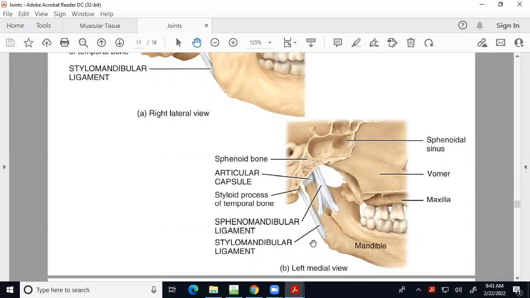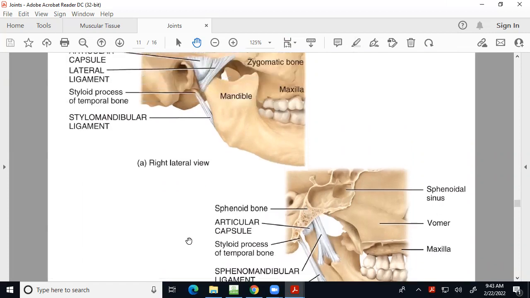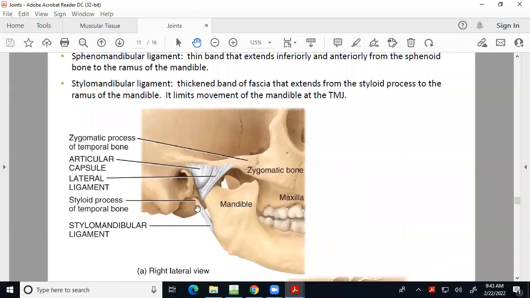We can also see down here at the bottom in this picture, and then back up in our lateral view, what we call the stylomandibular ligament. It's named the stylomandibular because it's attached to the styloid process of our temporal bone and then down over to the mandible, and it functions to limit movement of the mandible at the TMJ. Remember that styloid process we talked about, that little hook that comes off of the temporal bone just below your ear hole, which is right here.